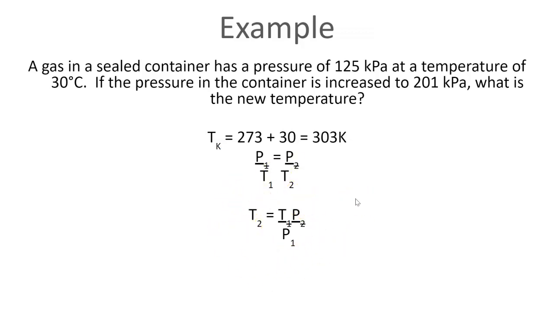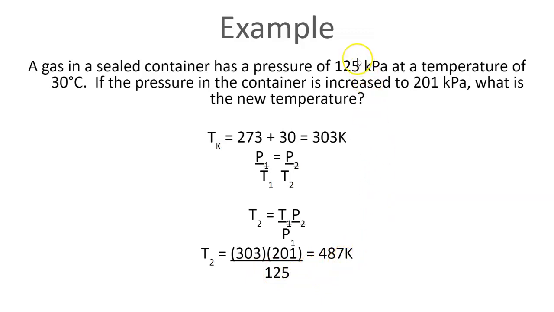Again, if it's difficult for you to cross multiply and figure out the equation setup, you can always put the initial variables in and then solve, which is honestly easier. So if we plug in our numbers, our T2 is equal to our T1, our initial temperature in Kelvin, which is 303, times our second pressure, which is 201 kilopascals, divided by our initial pressure, which is 125 kilopascals. That gives us 487 Kelvin. So 303 times 201 divided by 125 gives us 487 Kelvin, okay?